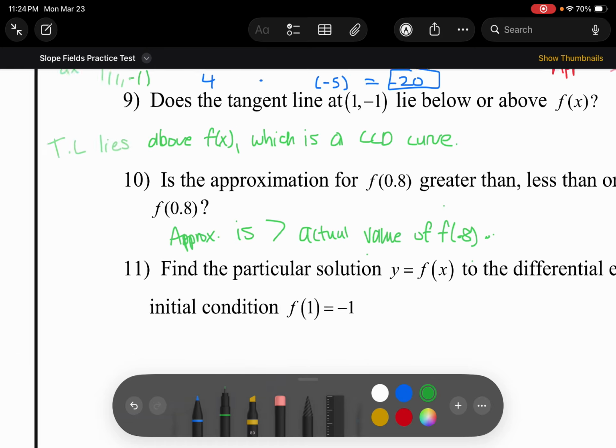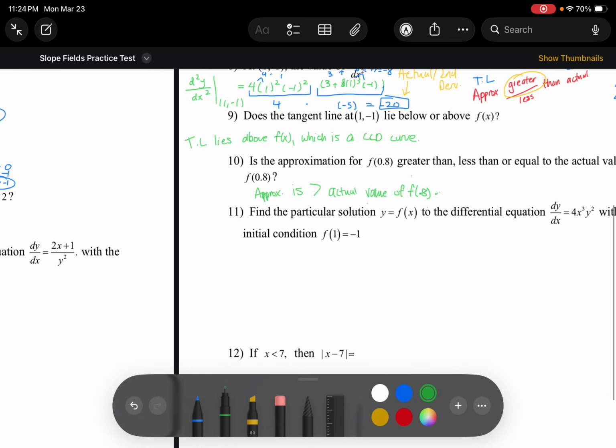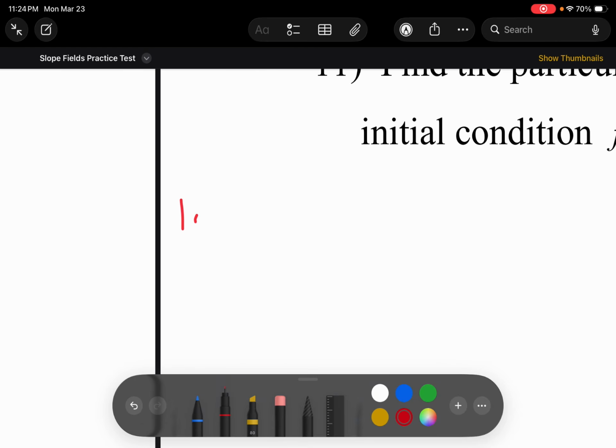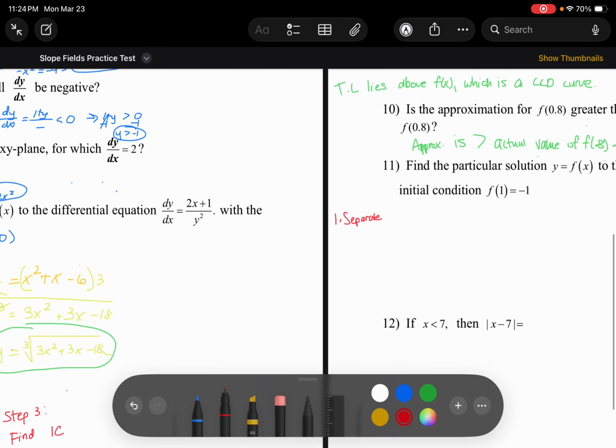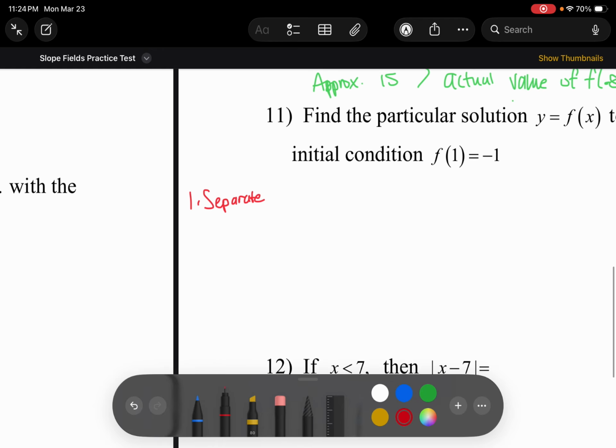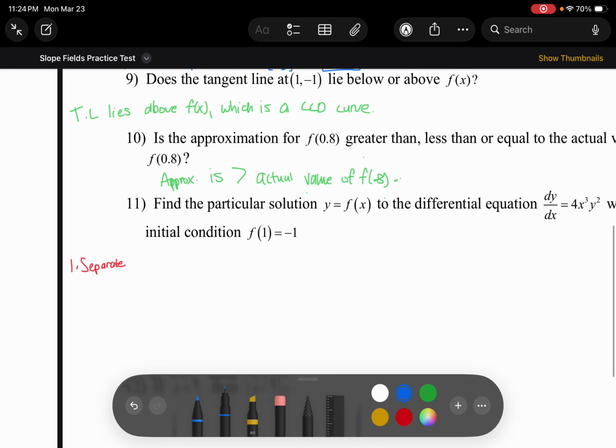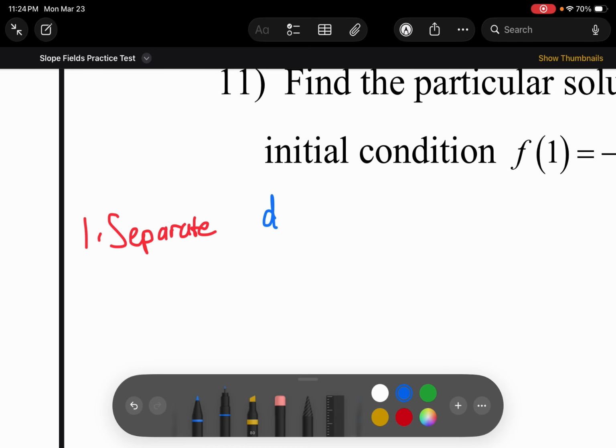and your AP graders will give you credit for that. Okay, so now we have a separation of variables problem again. So let's apply the first step. Step 1, separate. So what I'm going to do first, I'm going to use blue this time so I can circle my answers in green. So it's dy dx equals 4x cubed y squared.